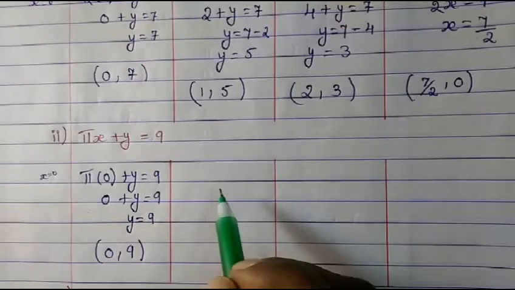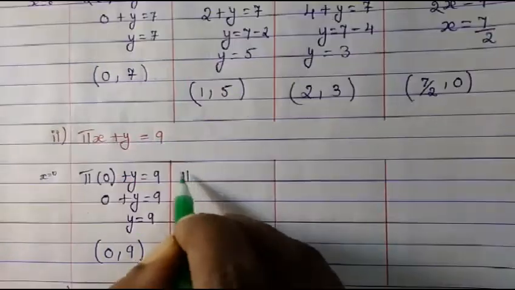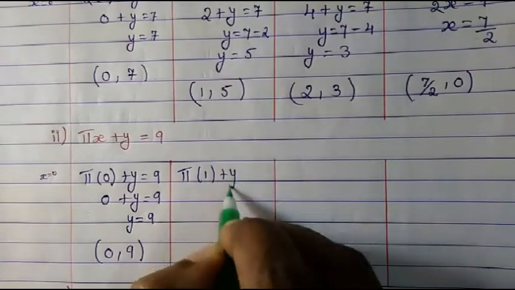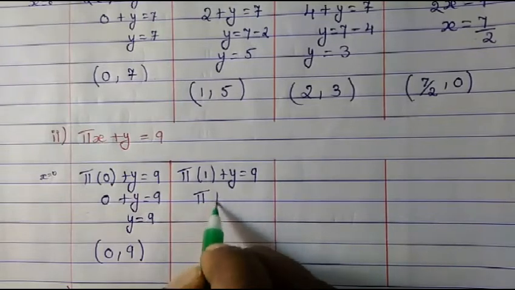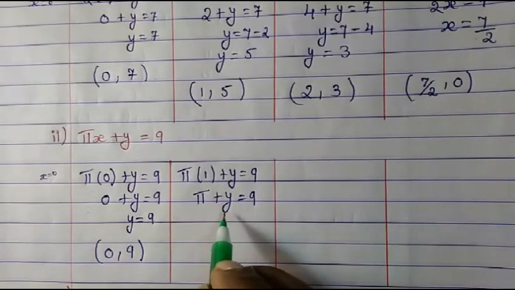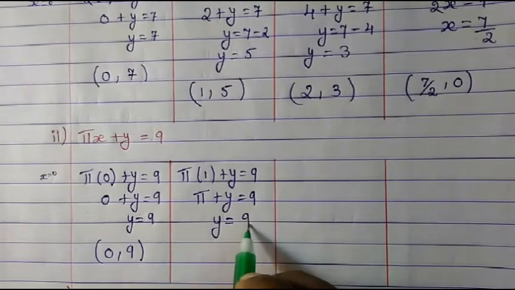So now, here, I'll take x as 1. In the place of x in pi x, I am writing 1, then y equal to 9. So pi into 1 will give pi plus y equal to 9. So then I'll write down y here as it is, and then 9 is here.